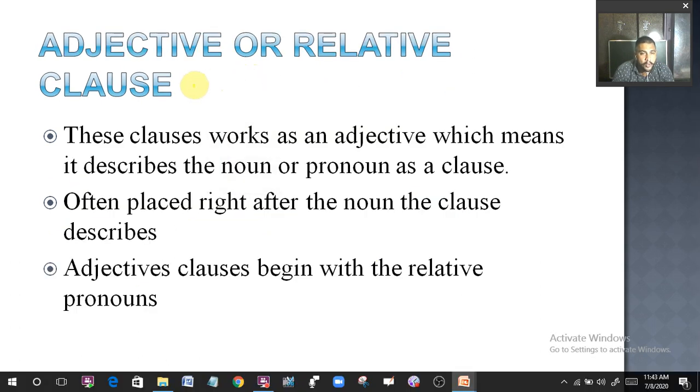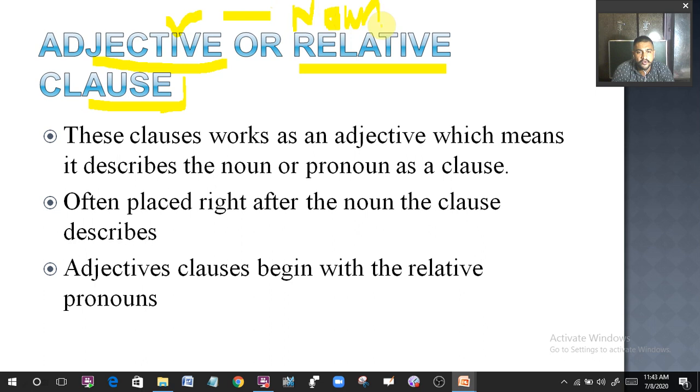Now what are adjective or relative clauses? Actually, the adjective clause or relative clause talks about a relation. The adjective would be talking about the noun, and there would be a relation between that adjective and the noun. Obviously a relative pronoun would be used, and that is why it can also be called a relative clause, because the relative pronoun is used after the noun it is talking about.